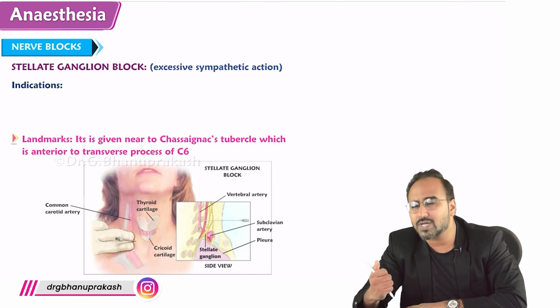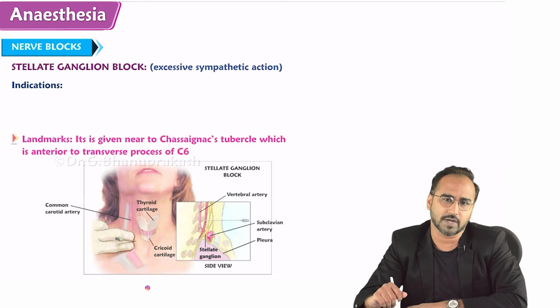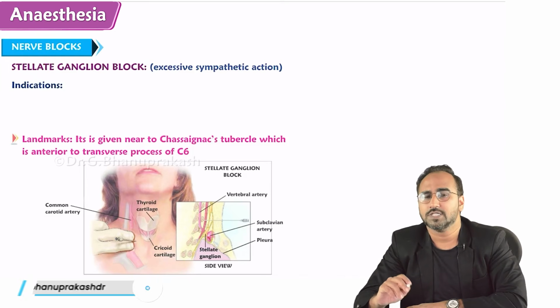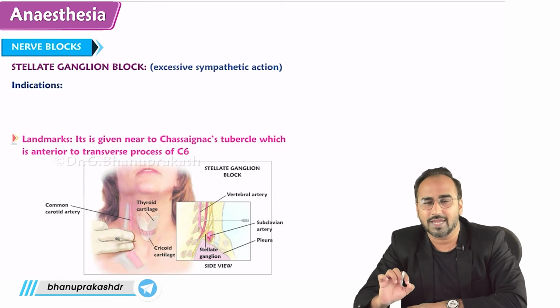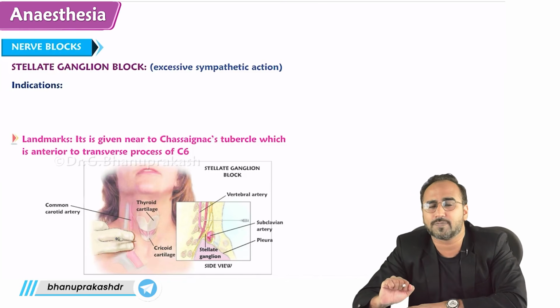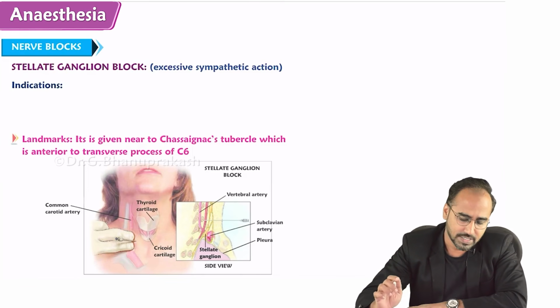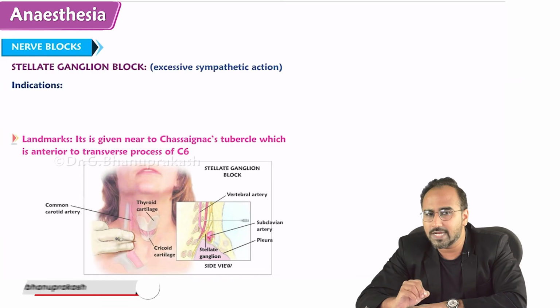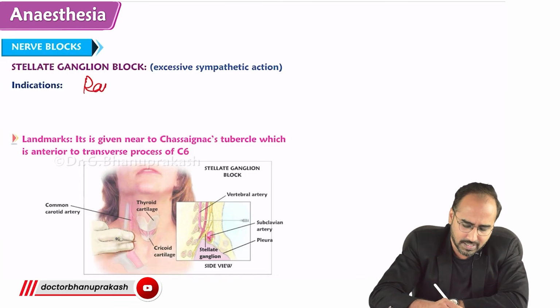If the peripheral vasodilators don't work, then we go for what? Stellate ganglion block. So remember guys, stellate ganglion is responsible for sympathetic activity of the face, neck and upper limb, right? So when do you want to block the stellate ganglion? When there is excessive sympathetic activity, such as in Raynaud's disease.